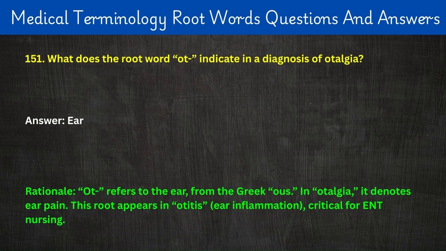151. What does the root word ot- indicate in a diagnosis of otalgia? Answer: ear. Rationale: Ot- refers to the ear, from the Greek us. In otalgia, it denotes ear pain. This root appears in otitis, ear inflammation, critical for ENT nursing.